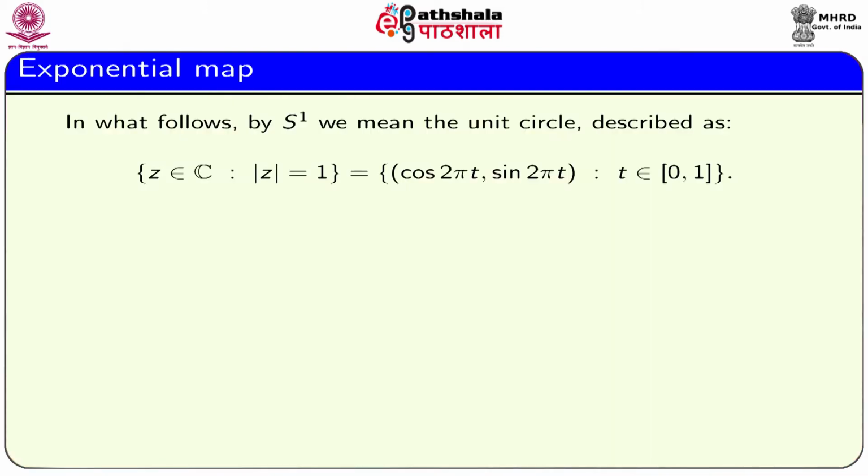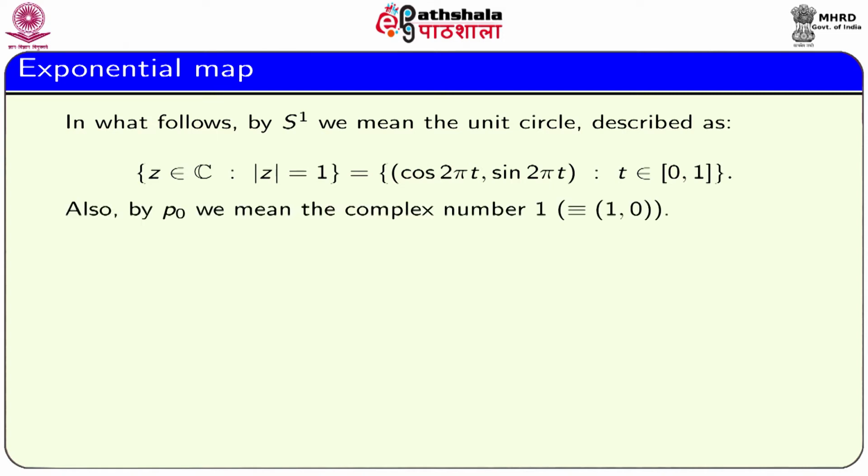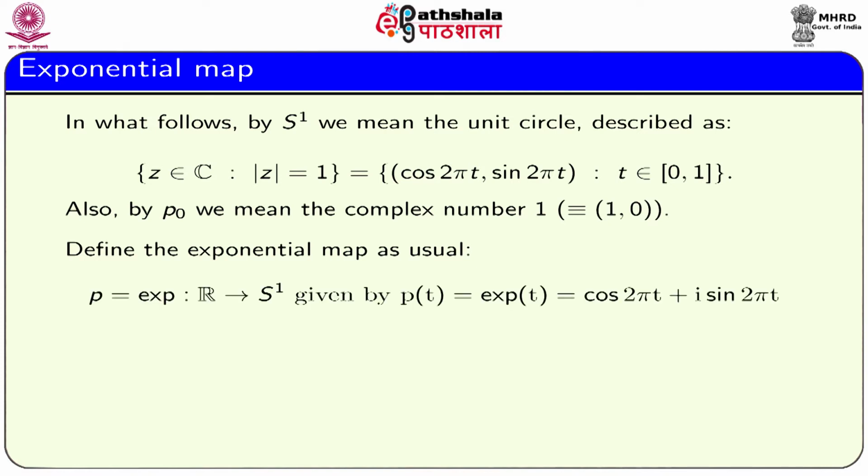In what follows, by S1, we mean the unit circle described as all the points Z in the complex plane having modulus value 1, or by the ordered pair (cos 2 pi t, sin 2 pi t), where t varies over the closed interval [0, 1]. Also, by P0, we mean the complex number 1, that is the ordered pair (1, 0), and we define the exponential map as usual, that it takes any real number t to cos 2 pi t plus i sin 2 pi t.